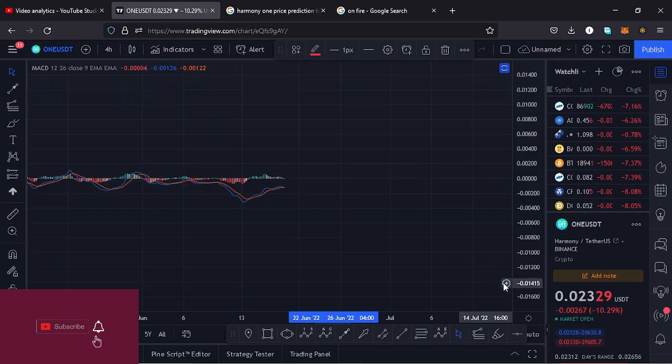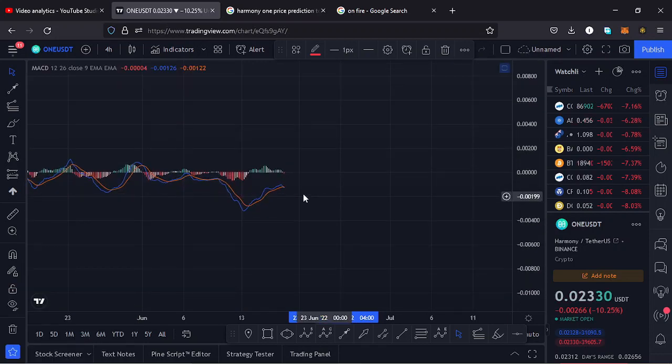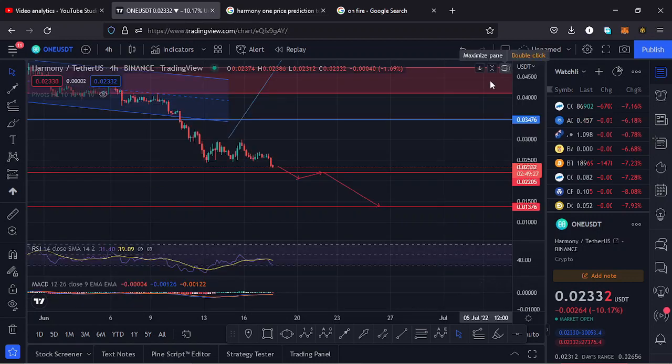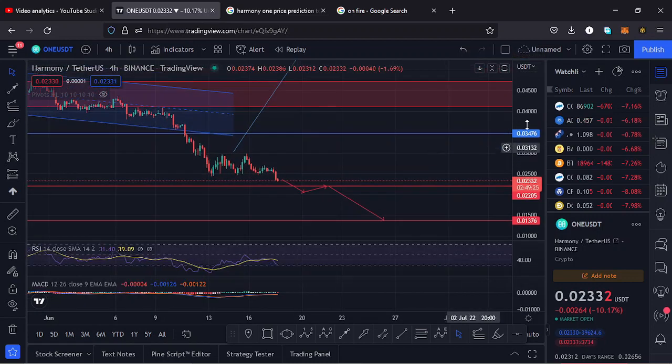If we also have a look at the MACD, you can see that on the MACD we are printing a bearish cross, and we are also losing market volume, and that would mean it's possible for us to see a downward move to the lower side.